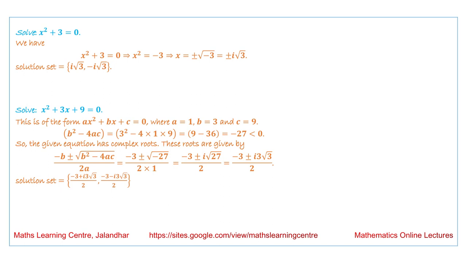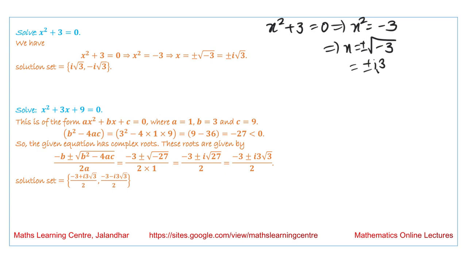So the first equation we have is x square plus 3 is equal to 0. If we solve this equation, this implies that x square is equal to minus 3. So this implies x is equal to plus minus square root of minus 3. So the answer we will have is plus minus iota root 3. So these are the roots of this equation. So the solution set we have is plus minus iota root 3.